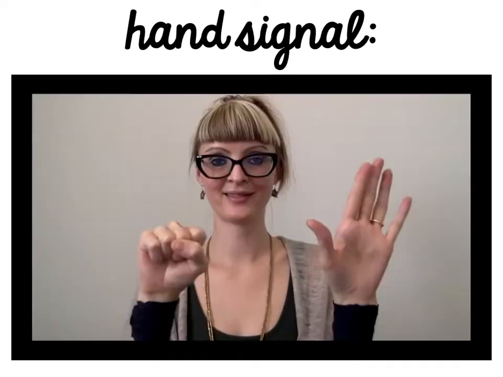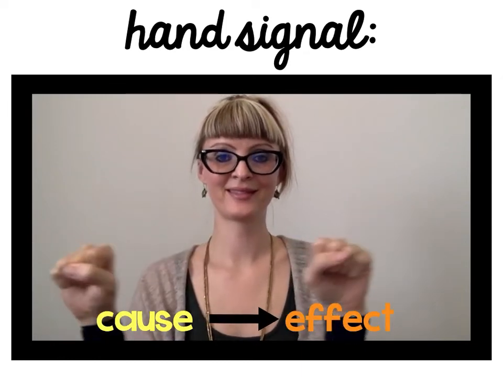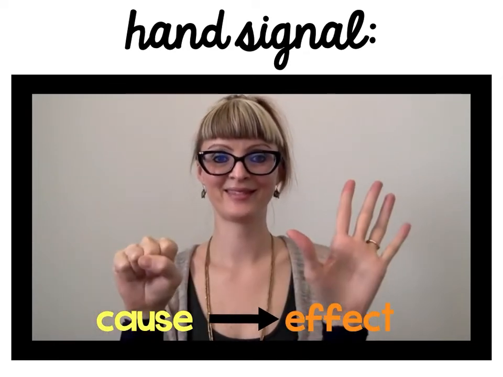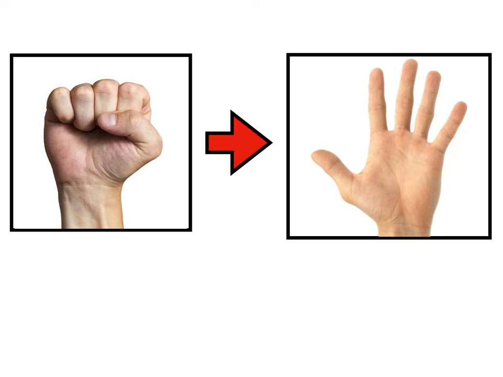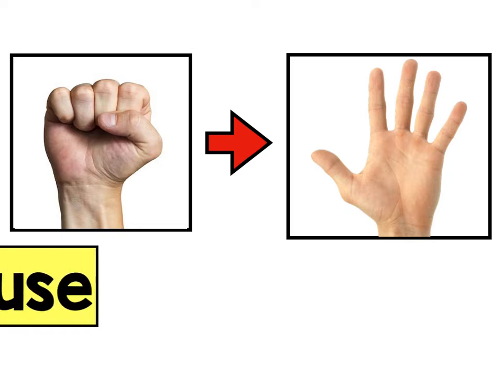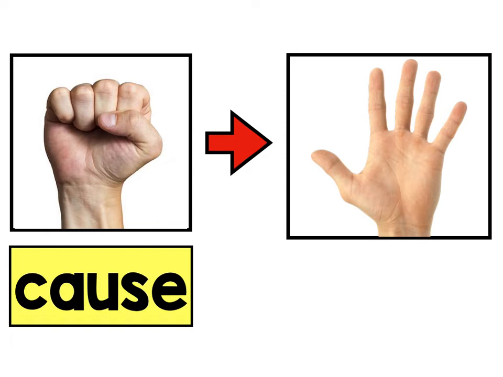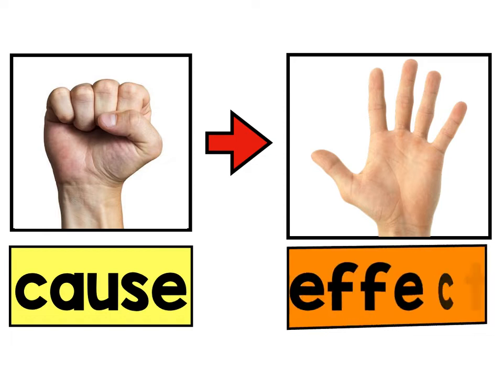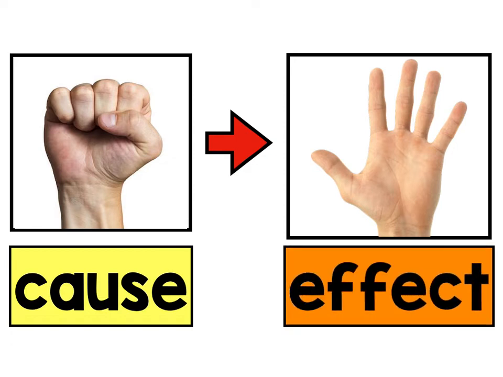We can also use a hand signal to show cause and effect. Here's an example. My fist hits my other hand, and my other hand explodes. The cause is that my fist hits my hand, and the effect is that my hand opens or explodes.